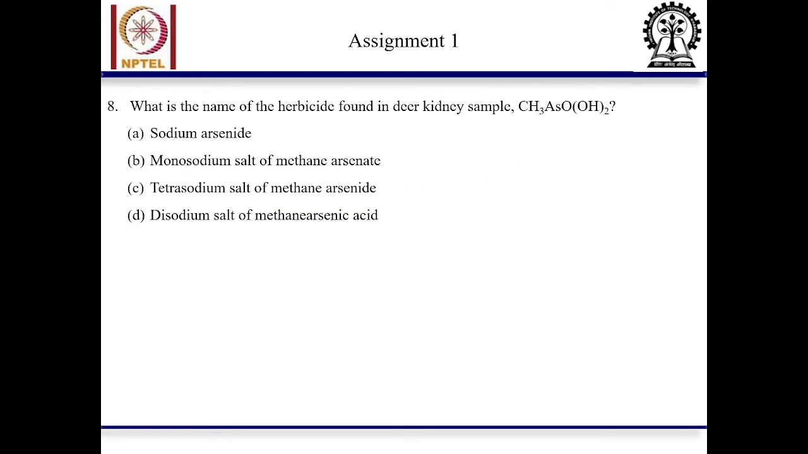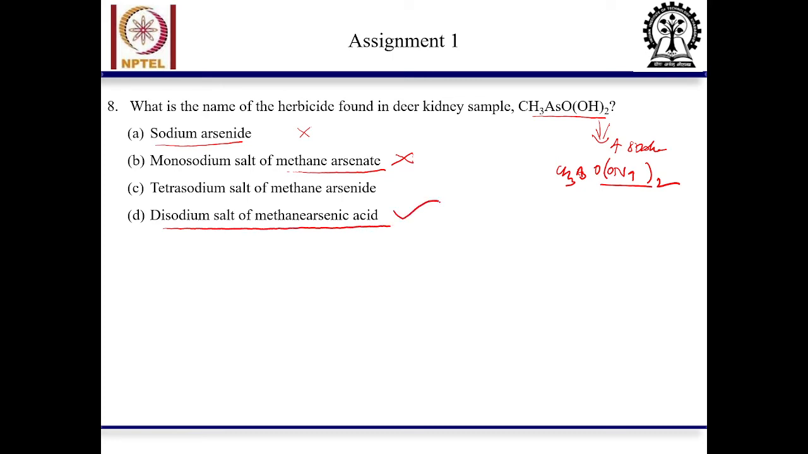Now, what is the name of the herbicide found in the deer kidney sample? We have already seen that sodium arsenite is incorrect, because the question is asking for the herbicide. Monosodium salt of methane arsenate, wrong. Tetrasodium is wrong, because here we can't accommodate 4 sodium. Here the H will be replaced by sodium, so it will form disodium CH3AsO(ONa) twice. So we can see that a maximum of 2 sodium ions it can take. So this is the disodium salt of methyl arsenic acid.